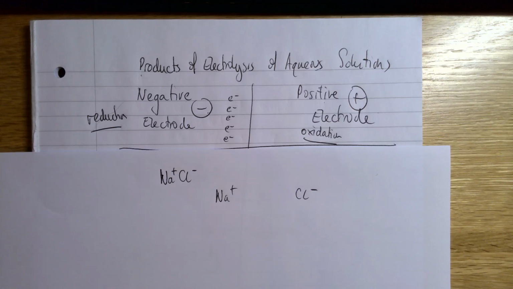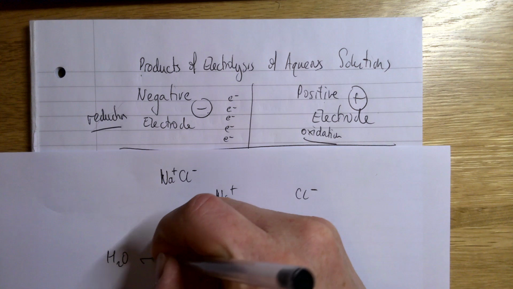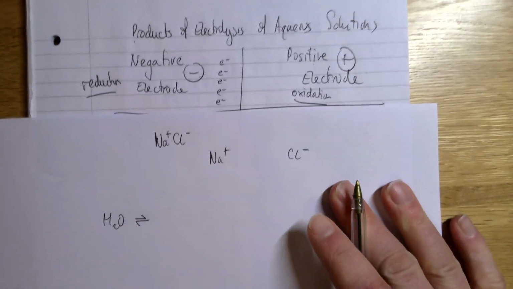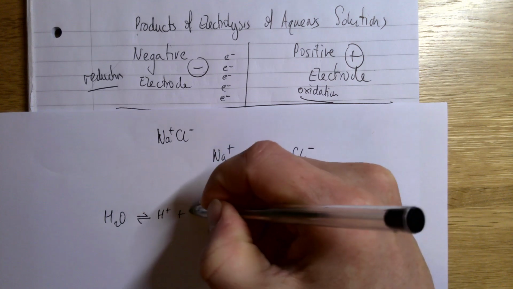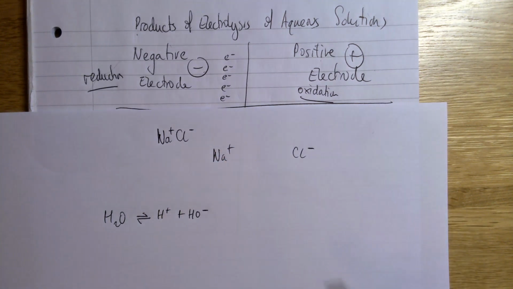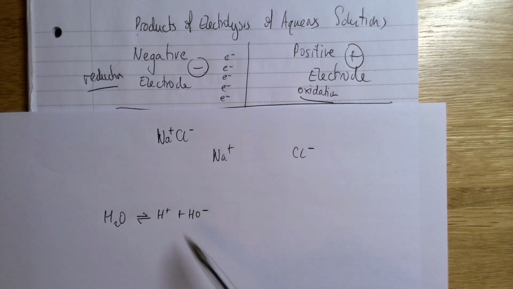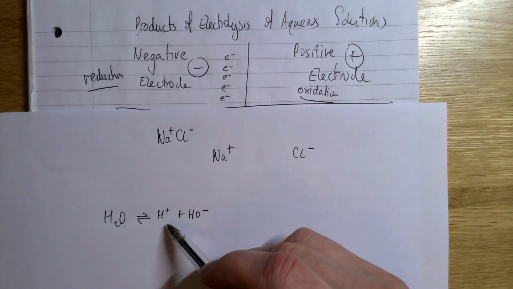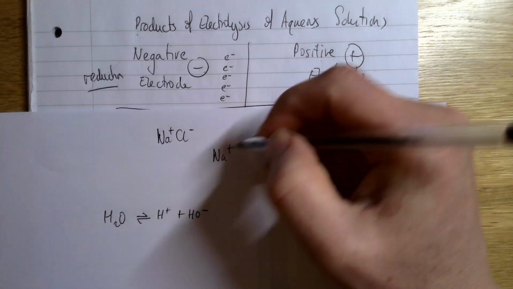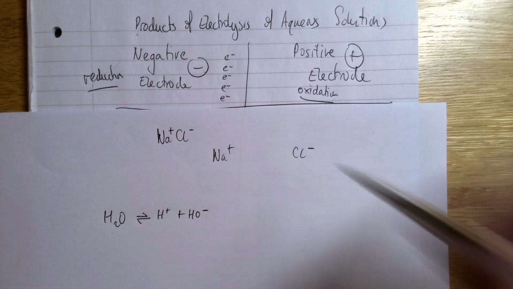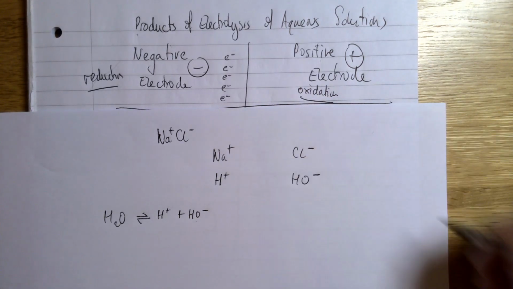You also need to know that water is a substance which ever so slightly, in a reversible reaction, dissociates, breaks apart into hydrogen ions and hydroxide ions. You need to know the name of both those ions. There's tiny amounts of them in solution, but they're important in electrolysis. So it means that not only have you got sodium ions in solution and chloride ions in solution, you've also got hydrogen ions in solution and hydroxide ions in solution.